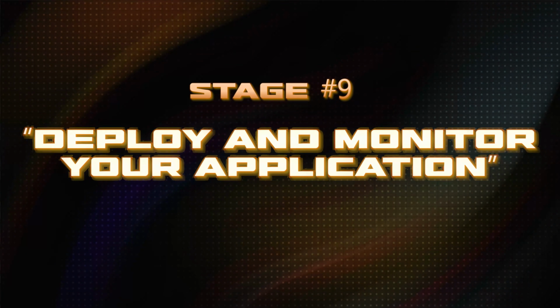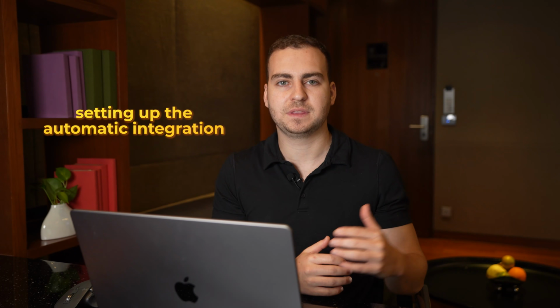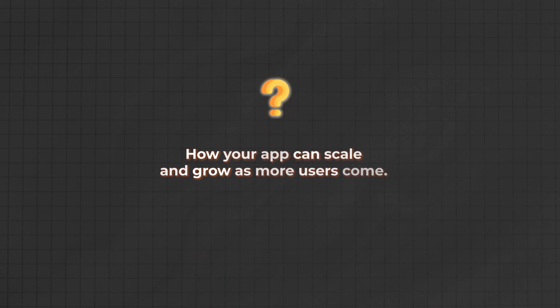Now this leads me to stage 9, which is to deploy and monitor your application. This kind of goes hand in hand with stage 8, where you're setting up the automatic deployment, the automatic integration and testing and all of that kind of stuff. But when we get to the deployment phase, you also want to make sure you're adding things like monitoring and logging, and that you understand how your app can scale and grow as more users come. This is why software engineers are still needed today, even in the era of AI development.